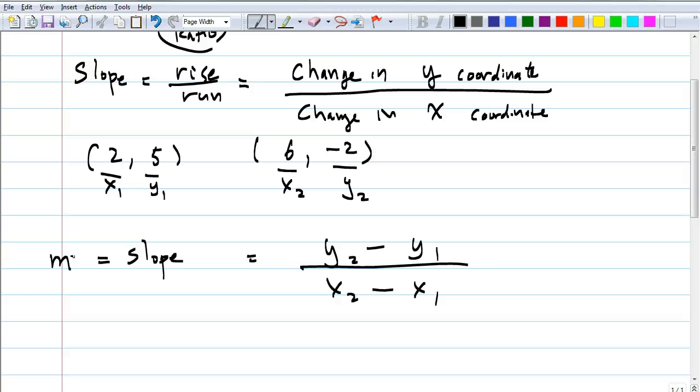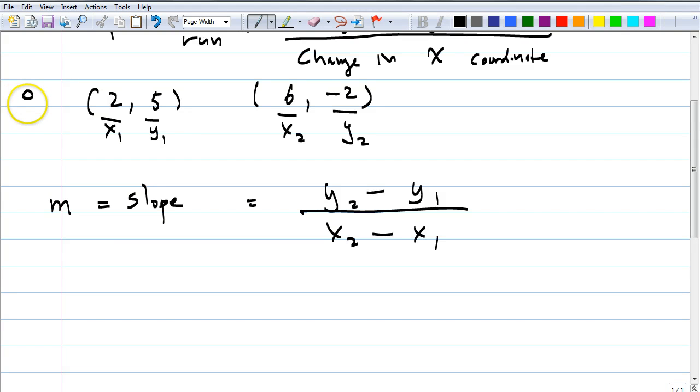Many times, guys, we like to use M for slope. The letter for slope is M. We use M a lot. Okay, so how would you then figure this out? This is example 1.